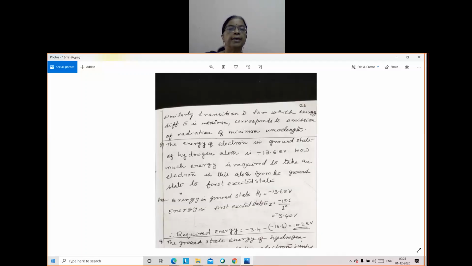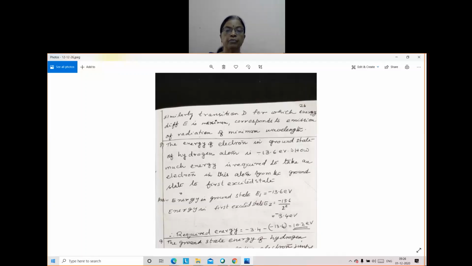The energy of the electron in the ground state of the hydrogen atom is minus 13.6 eV. How much energy is required to take an electron in this atom from the ground state to the first excited state? First write the energy in the ground state, minus 13.6 eV. Energy in the first excited state, n equal to 2: minus 13.6 by 2 square, so that is minus 3.4.